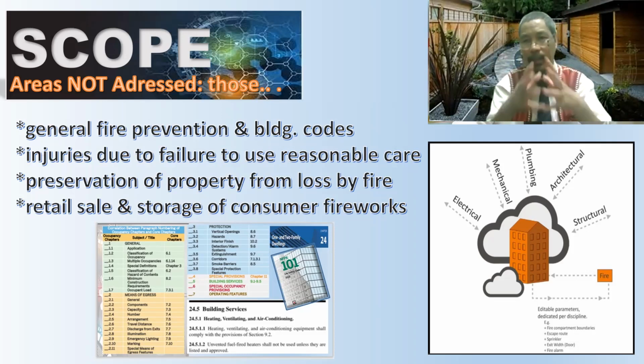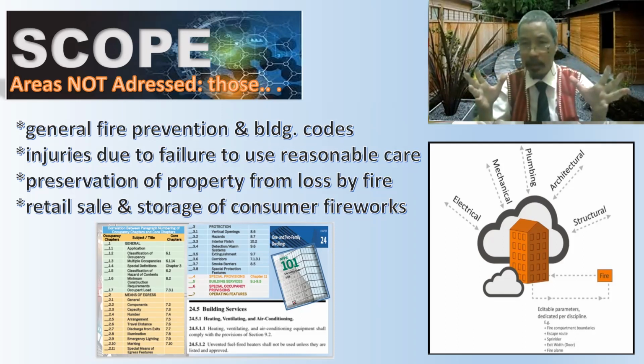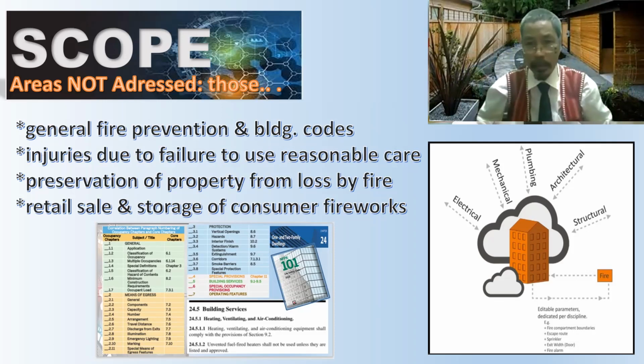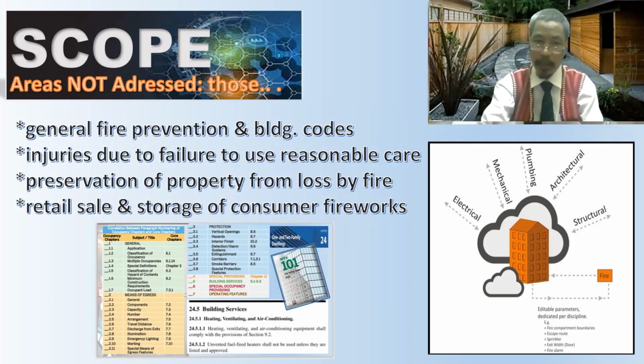In this video, the scope. What is the boundary that is covered by this code? So areas covered and areas not covered. Okay, again, for the not covered one, we have general fire prevention and building codes, injuries due to failure to use reasonable care, preservation of property, and retail of consumer firearms.